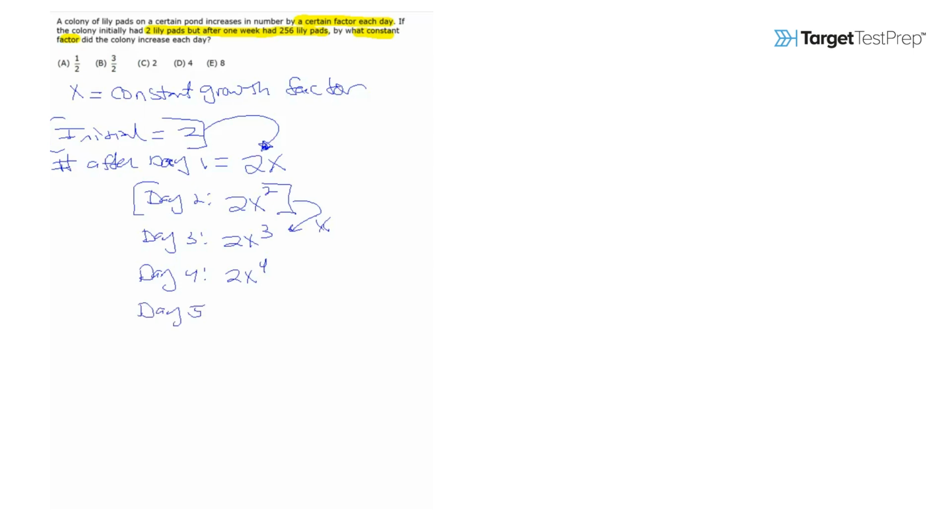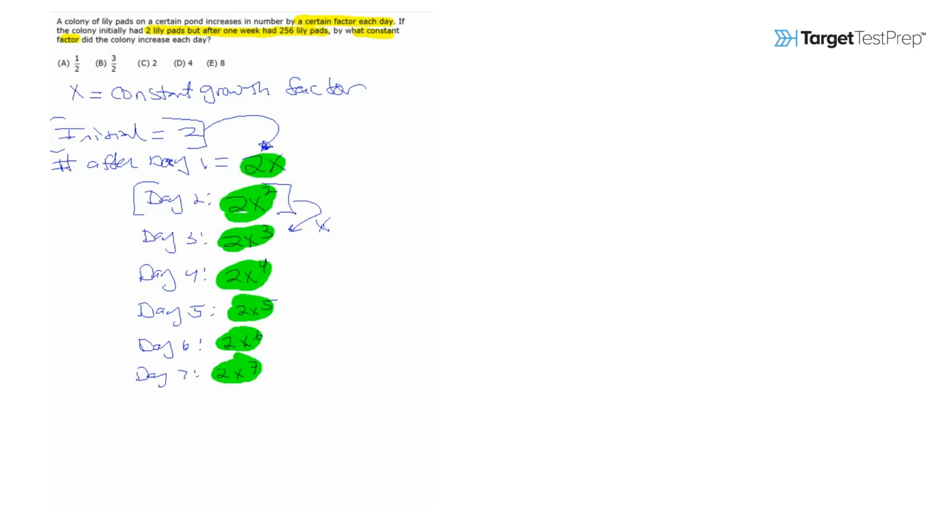Day 5 is equal to 2x to the 5th. Day 6 is equal to 2x to the 6th. And on the 7th day, day 7, it's 2x to the 7th lily pads. Now, if you think about it, what we have here that I'm going to highlight in green are the algebraic representations of the amounts of lily pads that are present each day.